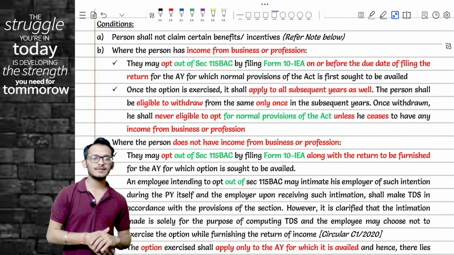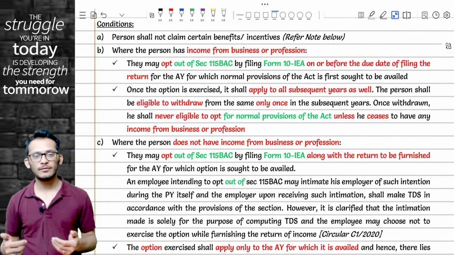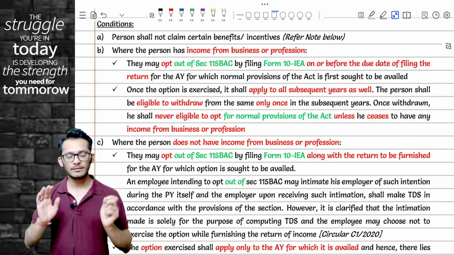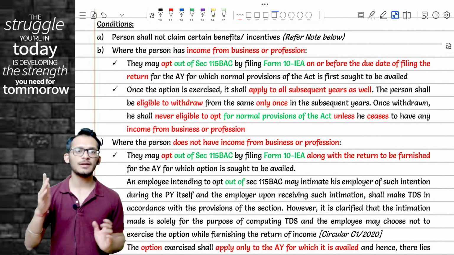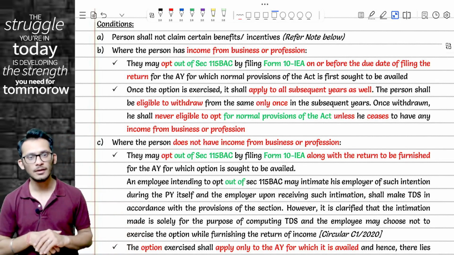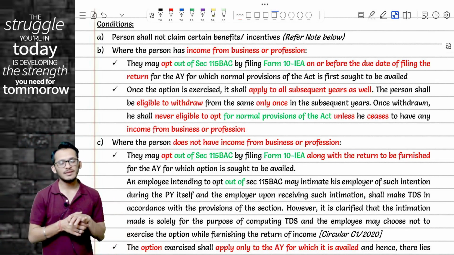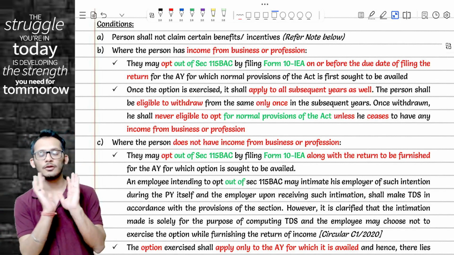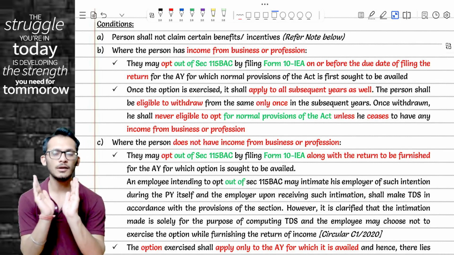Three years down the line, I decided, no, I think something is wrong, let's come back to default. You can come back to default, but once you do that, you will never be able to go back to alternate once again, unless and until your business stops. With 115BAC becoming default, that is what will be assumed as your normal rates.